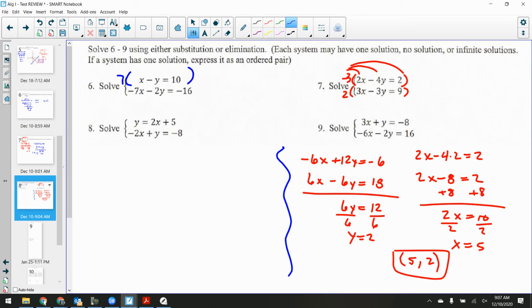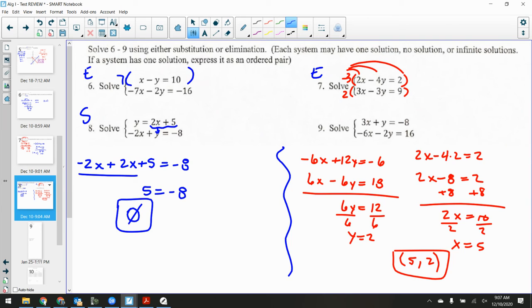Okay, number 8, I would do by substitution. Right, I did elimination for 6, elimination for 7, substitution for 8. Because look, it's already set up. Let's plug that in for y. Now watch what happens here. Negative 2x plus 5 is negative 8. Ruh-roh. What's negative 2x plus 2x? Cancels. 5 equals negative 8. What does that tell you? No solution. What does that tell you about the lines? They're parallel. The lines are parallel. Got it. Let's go.